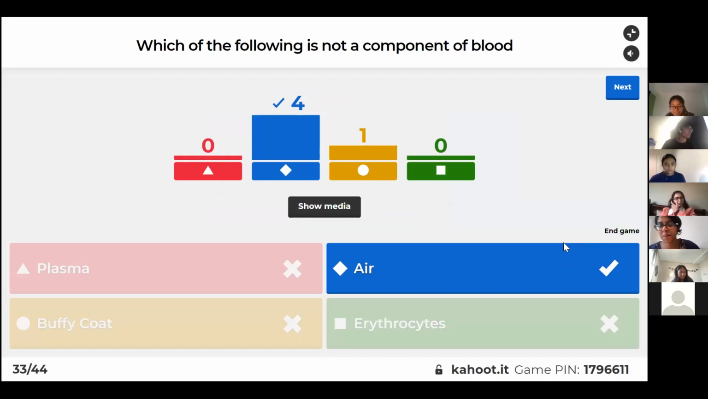Yeah, so this was a pretty straightforward question. So basically, when you put blood into a centrifuge, it separates into the plasma, the buffy coat, and the erythrocytes. So the plasma is the main component, and it's the liquid component. So it has the water, proteins, metabolites, and nutrients. The buffy coat is essentially all made up of white blood cells, erythrocytes are the red blood cells.